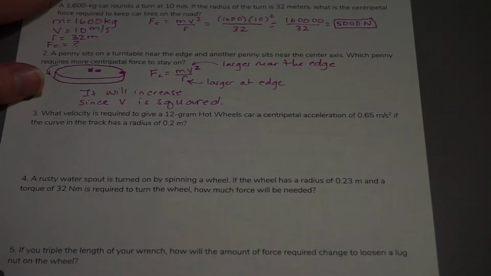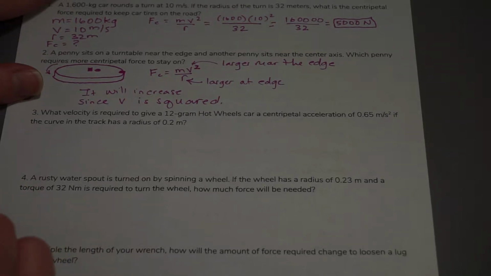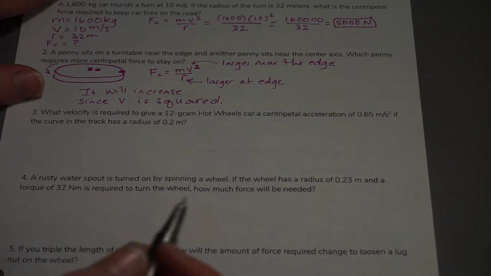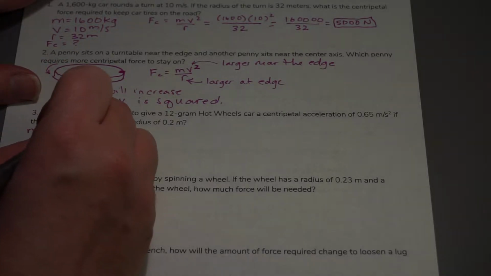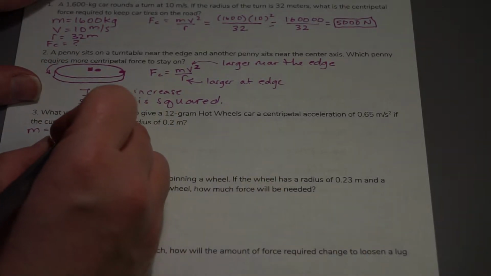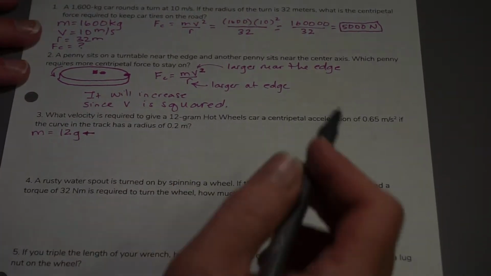In number 3, what velocity is required to give a 12-gram Hot Wheels car a centripetal acceleration of 0.65 meters per second squared if the curve in the track has a radius of 0.2 meters? Let's label what we've got. We have a mass. That mass is in grams, so we need to take a note of that. That's not a good unit to have. If we need to calculate with it, we're going to have to change it to kilograms.